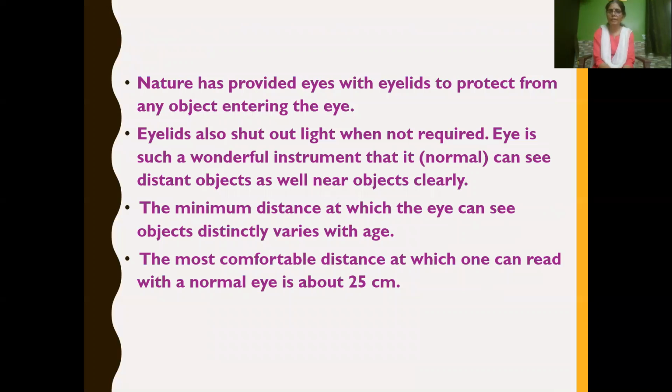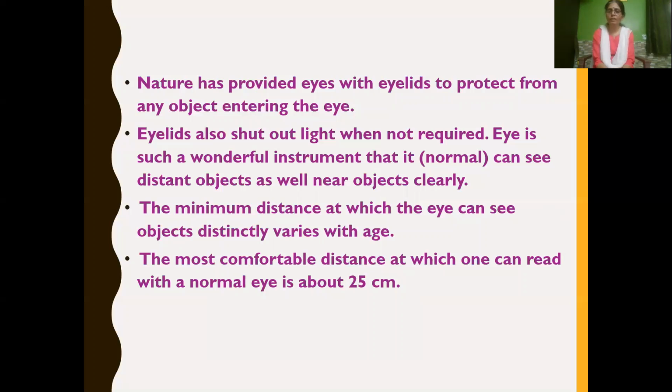And nature has provided eyes with eyelids, isn't it? Eyelids protect our eye from objects entering it. And if any light, when it is not required, flashes on our eye, the eyelid immediately shuts. So the eye is like an instrument, and a normal person can see distant objects as well as near objects clearly. The minimum distance at which the eye can see an object distinctly varies with age. So it depends upon the age of a person.